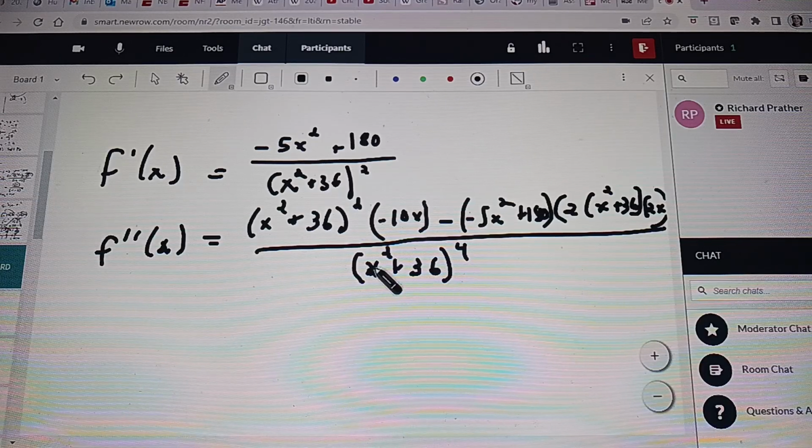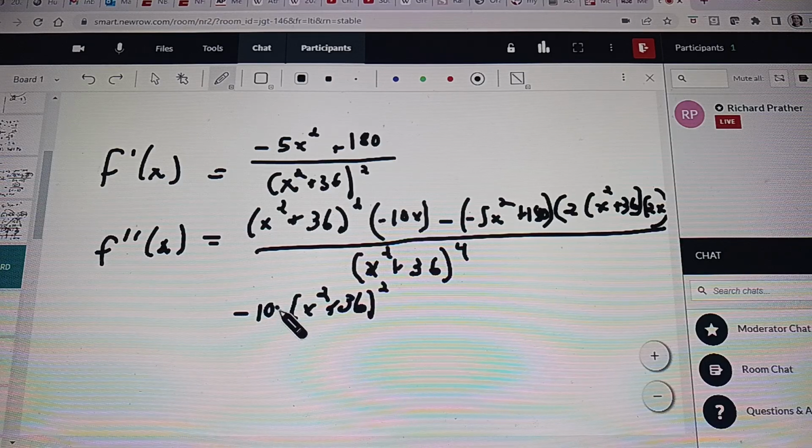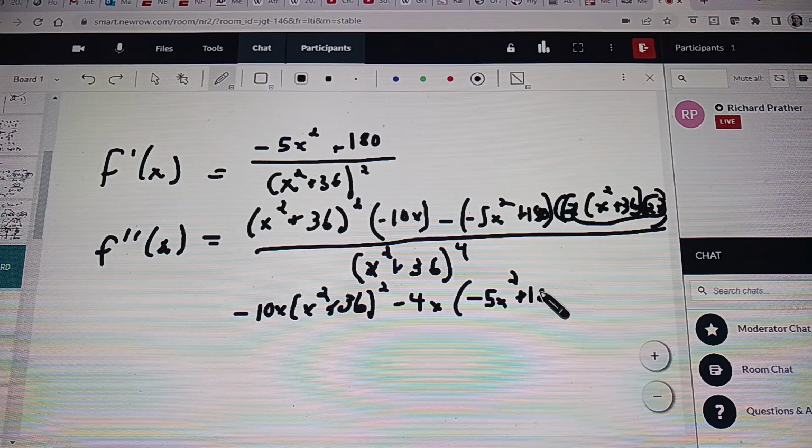But the denominator, again, is all positive. No way it can equal 0, and therefore no undefined spots. So whatever makes the top 0, that could be our inflection points, changing from concave up to concave down. Now you can't distribute that negative 10x into this parenthesis because it's squared. Here I would take this 2 and this 2x, make that 4x, and then you could put that out front, negative 4x, times negative 5x squared plus 180. And then you would have this part remaining.